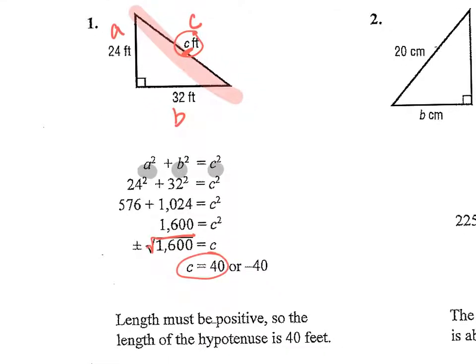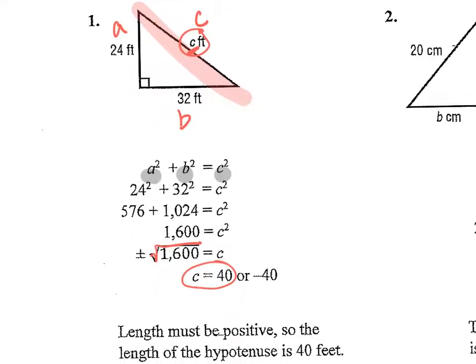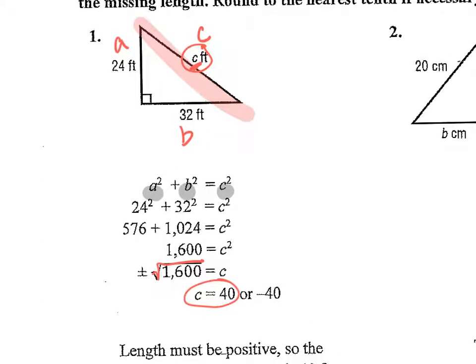Does that make sense? So when you get to the last step, if you forget to take the square root, just think about common sense. If you have one length that's 24, one that's 32, does it make sense for the third side to be 1600? No.